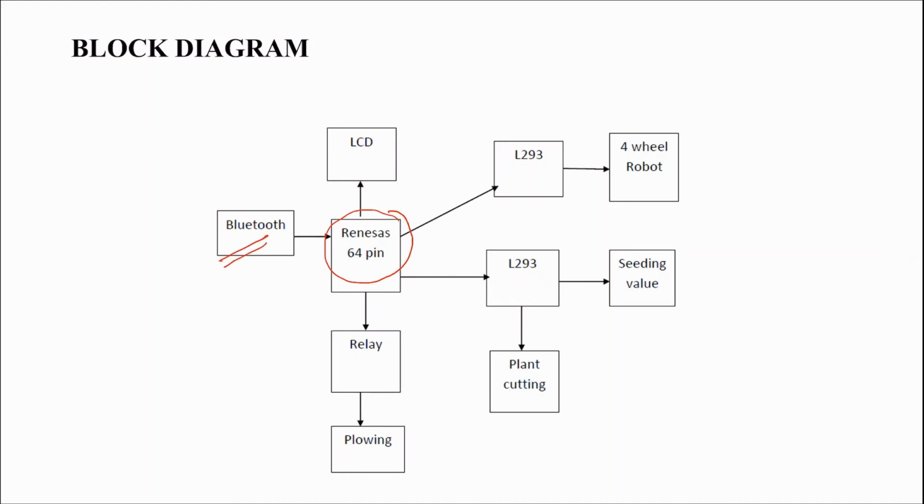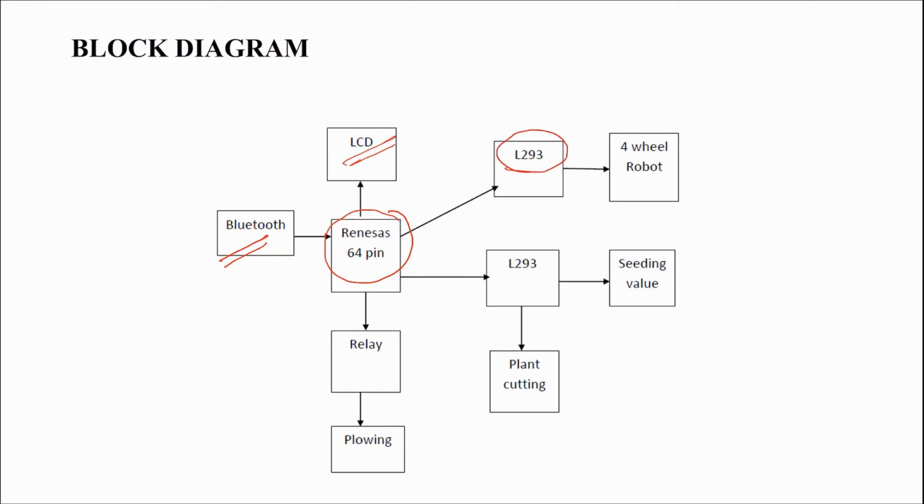The next will be the Bluetooth module. The Bluetooth module is used for receiving the commands from the user using an app, a Bluetooth app. Next is LCD. The LCD is used to show or to display what function is being conducted by the robot, that is plowing, sowing or seeding, etc.